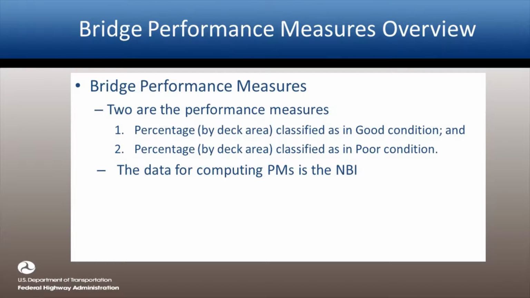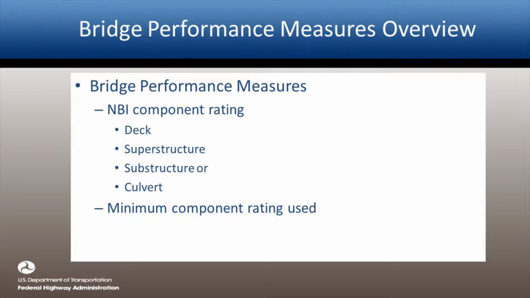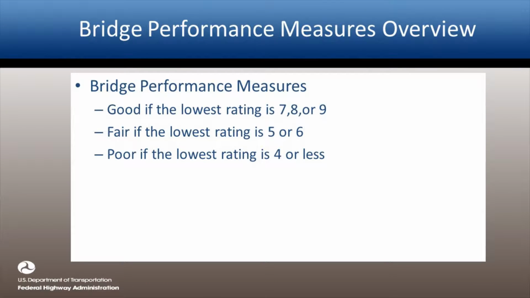And again, the data that we use for computing the performance measures is the MBI data. What we use are the component ratings for the deck, superstructure, substructure, or culvert, and we use the minimum component rating. So what that means is, if you've got a bridge with a deck rating of 7, a superstructure rating of 6, but a substructure rating of 4, then the 4 becomes the minimum component rating, and that's what's used to determine the performance measure.